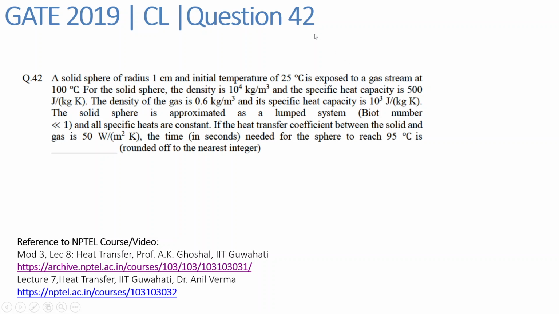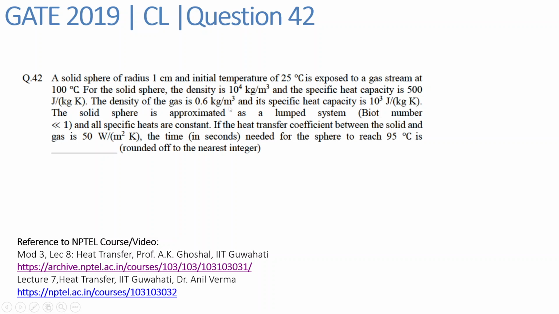This is question number 42 from the GATE 2019 chemical engineering paper of the subject of heat transfer. The question is: a solid sphere of radius 1 centimeter and initial temperature of 25 degrees Celsius is exposed to a gas stream at 100 degrees Celsius. For the solid sphere, the density is 10 raised to 4 kg per meter cube and the specific heat is given as 500 joule per kg Kelvin.